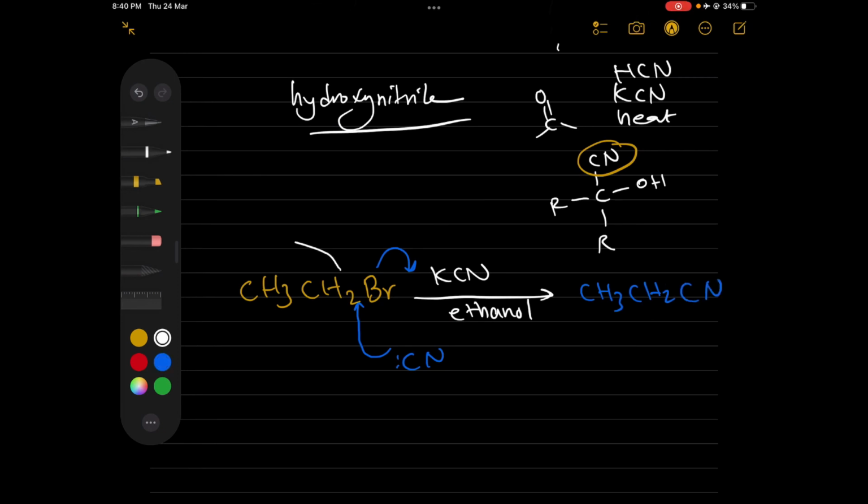As we can see, we started with 2 carbons in here, but here we have 3 carbons. And by the way, if you want to name this compound, we take the longest chain that includes the carbon of the cyanic group. And here we have 1, 2, 3. This is propane nitrile.